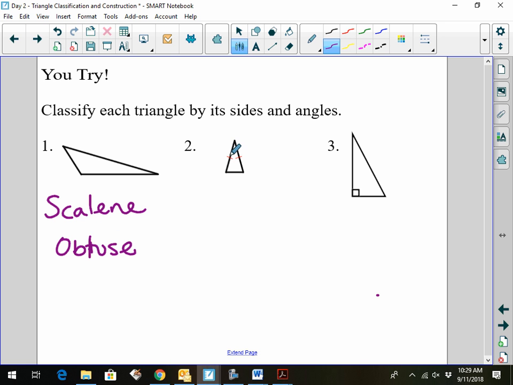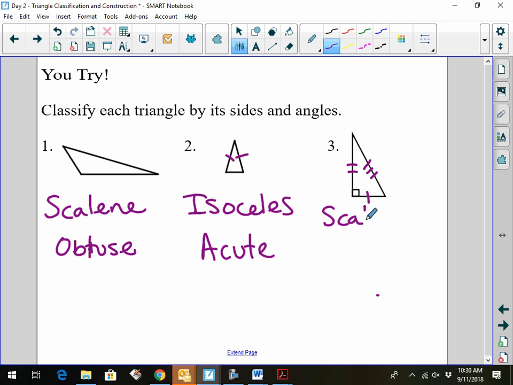This one, you have little marks right here, number 2, and those are congruent to one another. So we have an isosceles. And then no angle is greater than 90 degrees, so we have an acute. And then here, we also notice that the three side lengths are three different sizes. So we have a scalene and we have a right. So each triangle has two different classifications that we need for them.